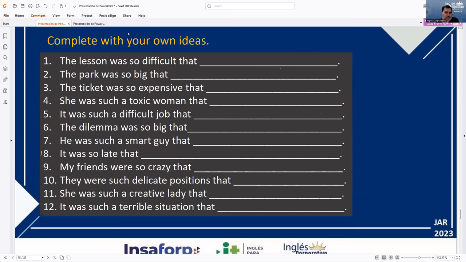The lesson was so difficult that we didn't understand it. The park was so big that we could find all kinds of games. The ticket was so expensive that I couldn't pay for it. Couldn't afford it.